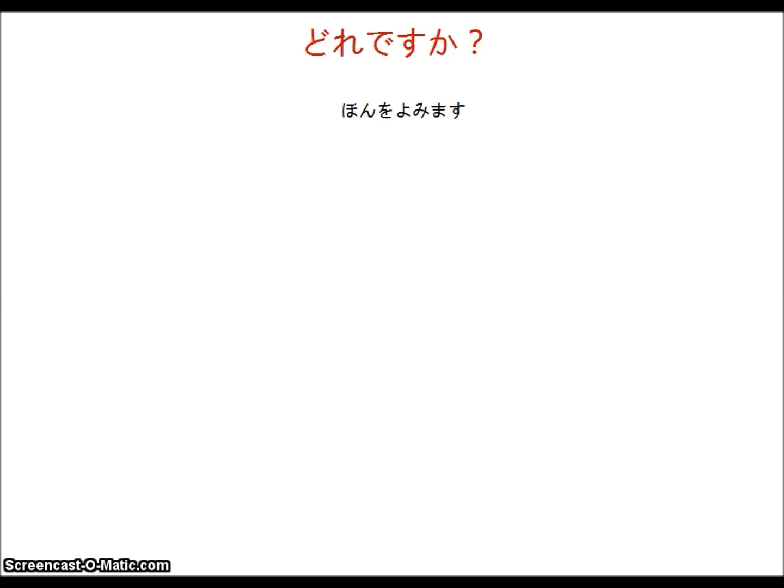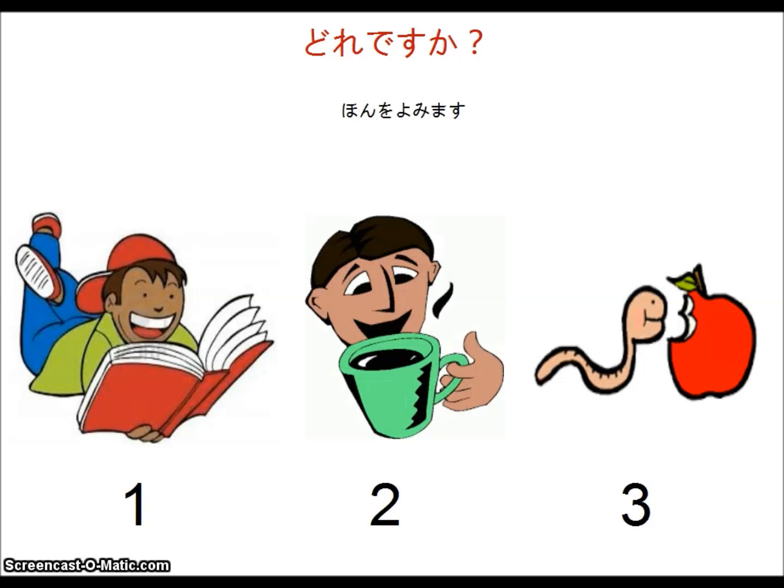本を読みます. Now we have an object in here. That would be 1 because the boy is reading a book. 本を読みます.